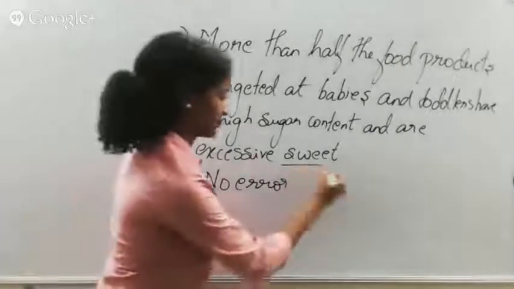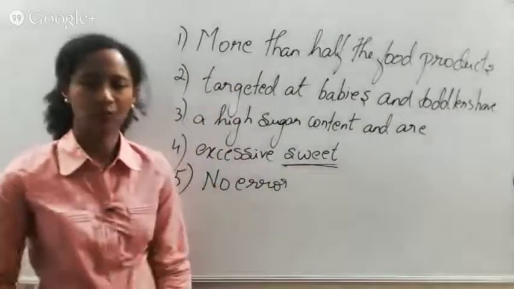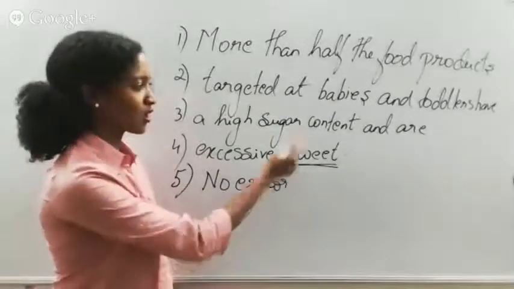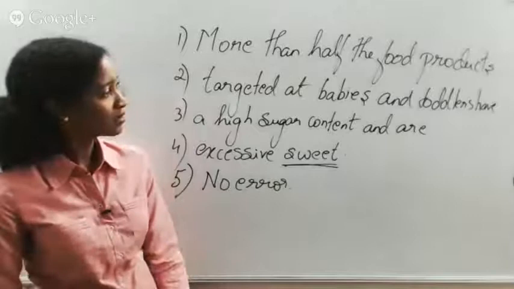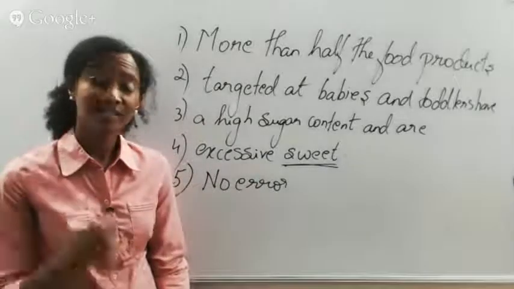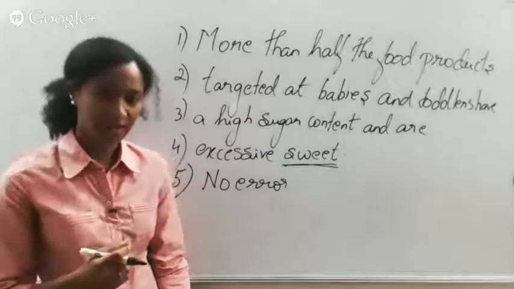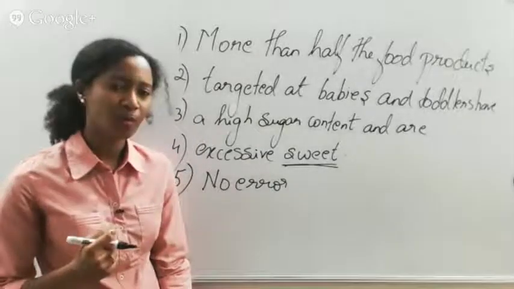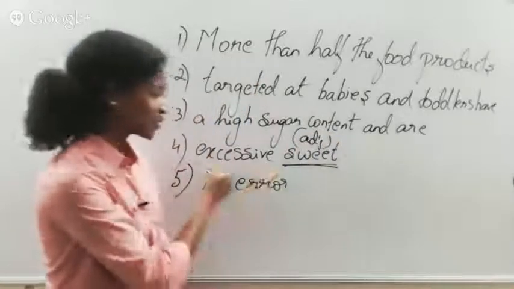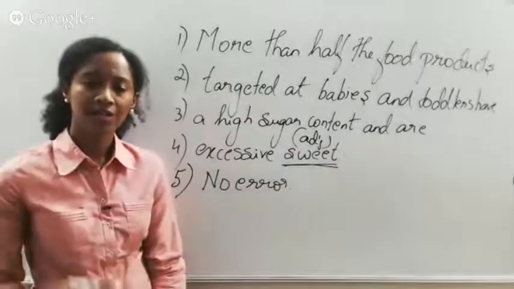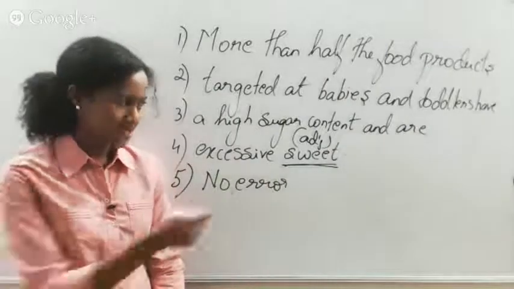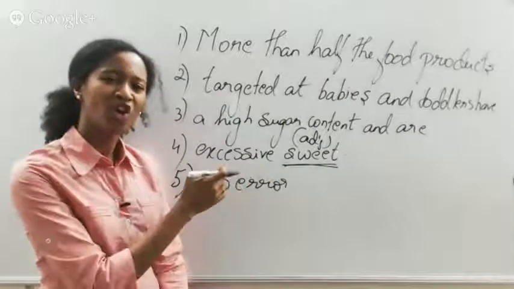Now what is this? What is this word? What form is that word, sweet? What is it talking about? Is it describing something? What is it describing? More than half the food products targeted at babies and toddlers have high sugar. It's describing the food products, right? So a describing word is what form? Adjective form. And what is this word? It's answering the question, how? How sweet is it? It says excessive, but the form is incorrect.